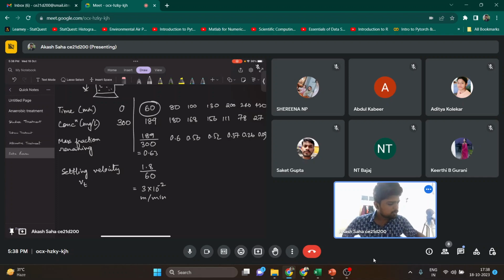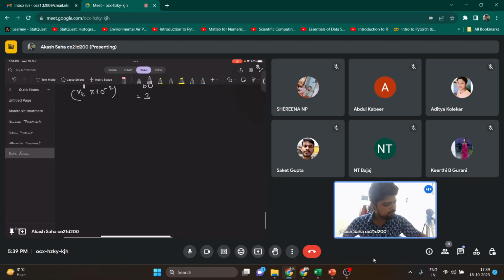So I will write it as Vt into 10 to the power minus 2. So here I will just write the whole number as 3. So for this it will be 2.5, 2, 1.55, 1, 0.83, 0.48. So these are all the settling velocities. So now we have to plot a graph.